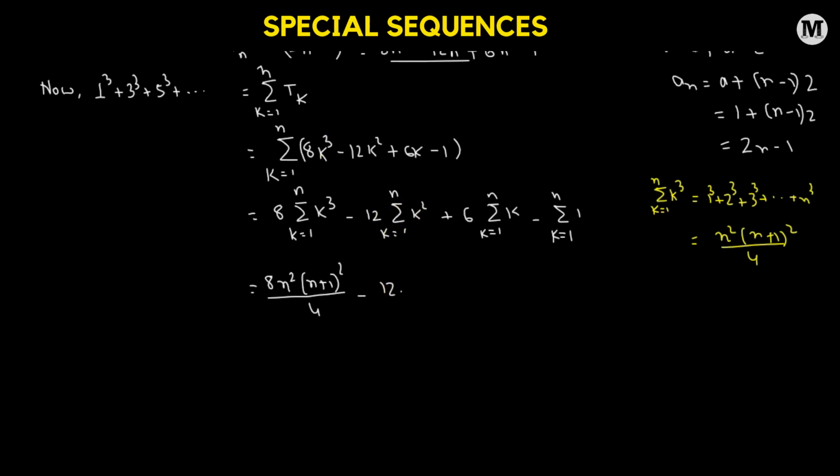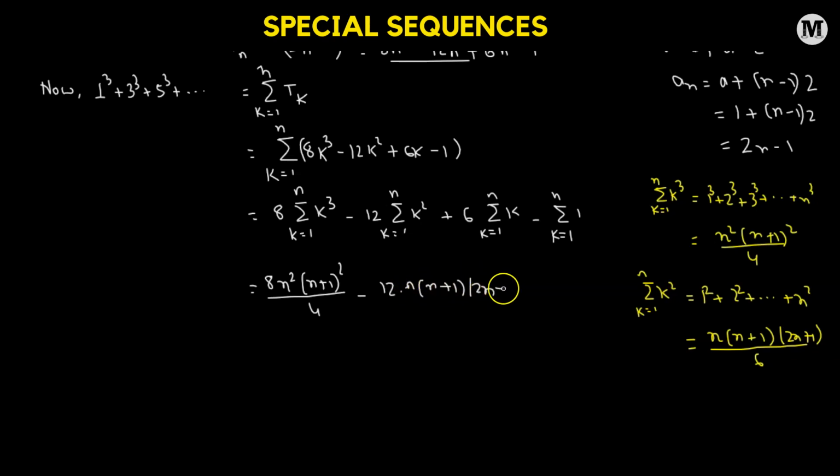Next we have summation k squared, where k runs from 1 to n. Now this is simply the sum of the squares of the first n natural numbers, so 1 squared plus 2 squared all the way up to n squared. We have a standard formula for it. It is n multiplied to n plus 1 times 2n plus 1 whole divided by 6. So let's use this formula: n multiplied to n plus 1 multiplied to 2n plus 1 whole divided by 6.